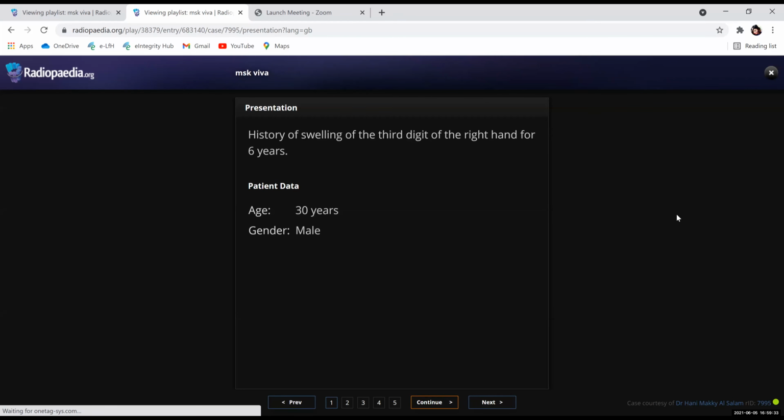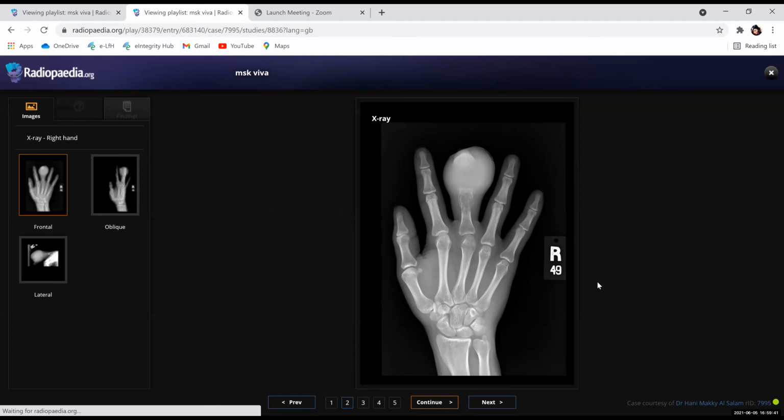Okay. History of swelling of the third digit of the right hand for 6 years. 30-year-old male. This is a frontal radiograph of the right hand. There is a large soft tissue swelling involving the middle finger, and there is destruction of the phalanx.